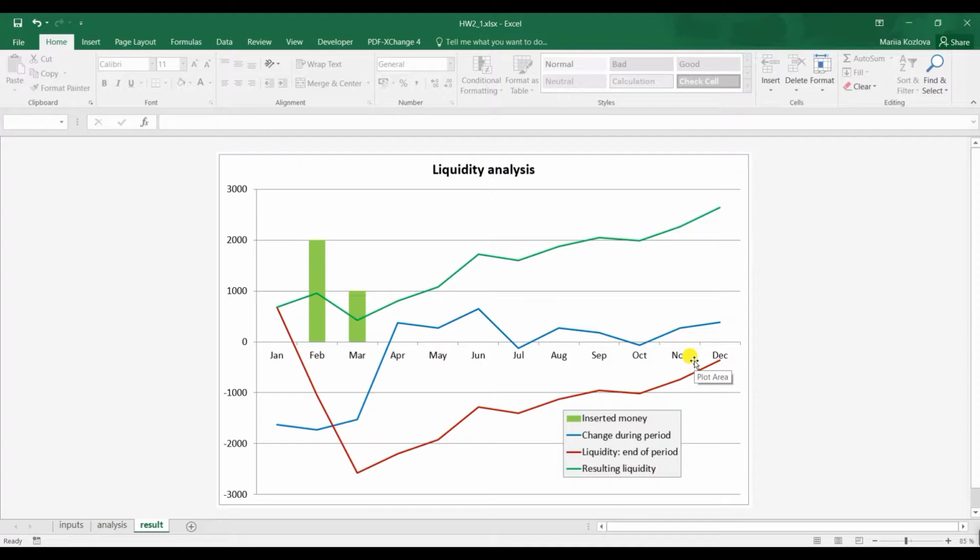But then the model automatically figures out when to make an investment or liquidity budgeting, and it's 2,000 in February and 1,000 in March. Don't worry if you get a little bit different values, it's totally okay. And then the resulting liquidity, including those investments, is always positive. So again, the purpose of the model is to figure out when and how much to invest money in order to maintain always positive liquidity.